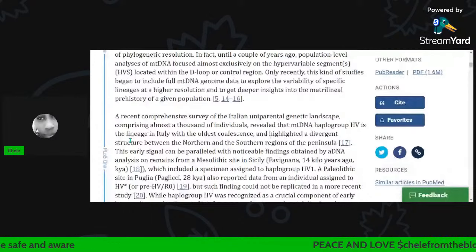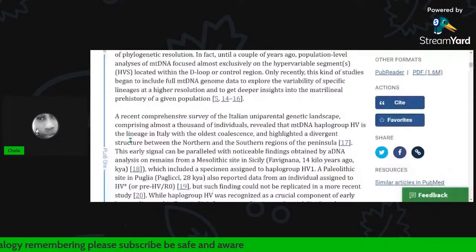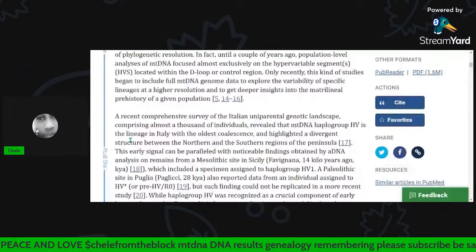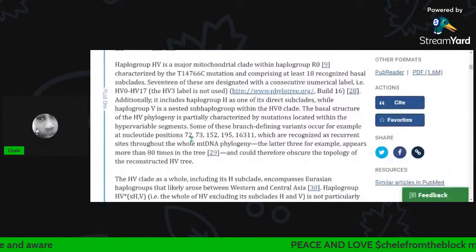And Paleolithic came up in my saga, Eurasia. So it says Eurasia as well. HV is a major clade. So I have a lot of major clades. Like most of my clades are all major, which stood out to me before I even knew. The HV clade as a whole, including its subclades, encompasses Eurasia, Western and Central Asia.